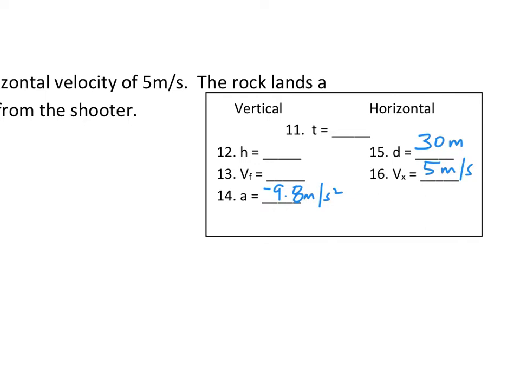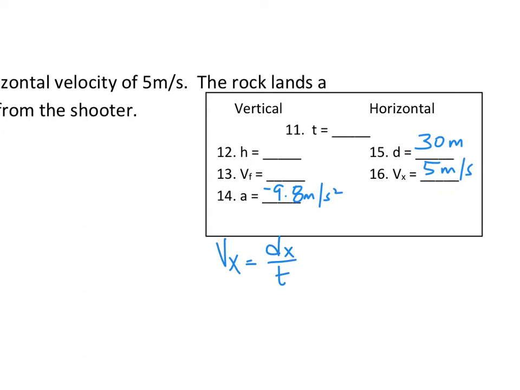Well, in the previous problem, I could find time easily because I knew the vertical distance. Here, I don't know how high that slingshot is. I don't know the vertical distance, but I do know the horizontal distance and the horizontal velocity. So our equation for horizontal motion is Vx equals dx divided by t. So I can solve for t using this equation.